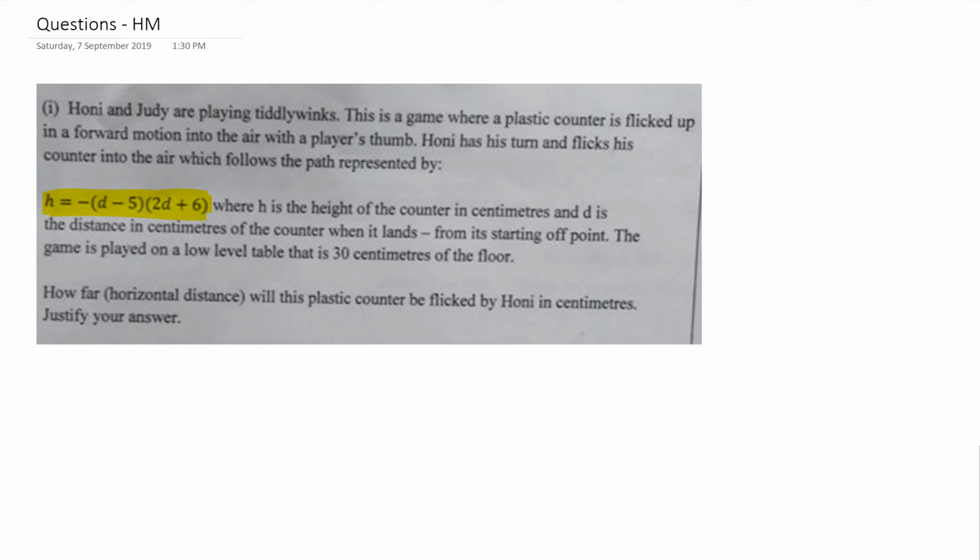So basically you've got two people playing some game called Tiddlywinks, which I actually don't know what it is, but I do know one thing. I look at this yellow colored equation and I know that it's a parabola. Why do I know it's a parabola? Well, it's a quadratic. And also I look at this negative here, which means it's going to be a negative parabola. So it's going to look something like this, right?